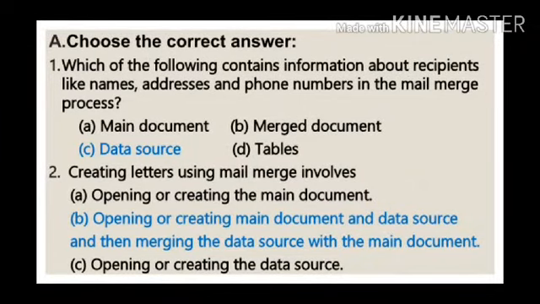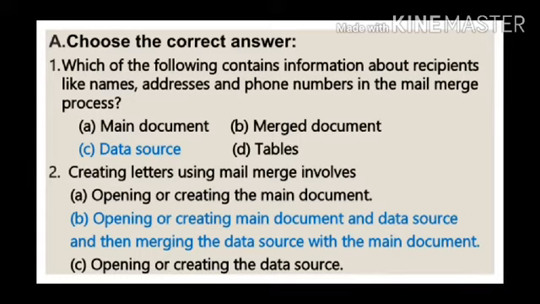Question number 1. Which of the following contains information about the recipients, like names, addresses, and phone numbers in the mail merge process? Options are A. Main document, B. Merged document, C. Data source, and D. Tables. The correct answer here is option C. Data source. Because only data source contains all the information about the recipients.